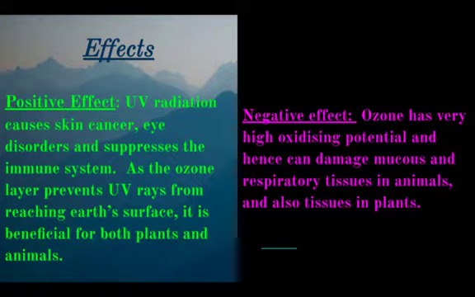Now, let us see the effects of ozone. The positive effect is that UV radiation, which causes skin cancer, eye disorders and suppresses the immune system, can be prevented by the ozone layer. The ozone layer prevents the UV rays from reaching the earth's surface and thus it is beneficial for both plants as well as animals. The negative effect is that it has a very high oxidizing potential and hence it can damage the mucus and respiratory tissues in animals and also tissues in plants, because ozone can penetrate the cell membrane and thereby affect the lipoproteins and lipopolysaccharides and thus affect the tissues. So, this is the negative effect of ozone.